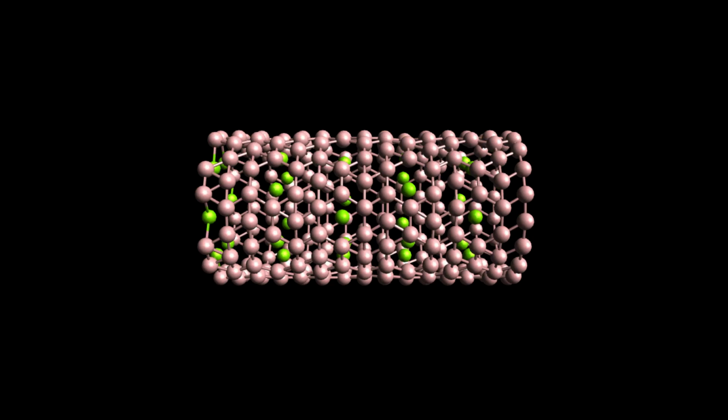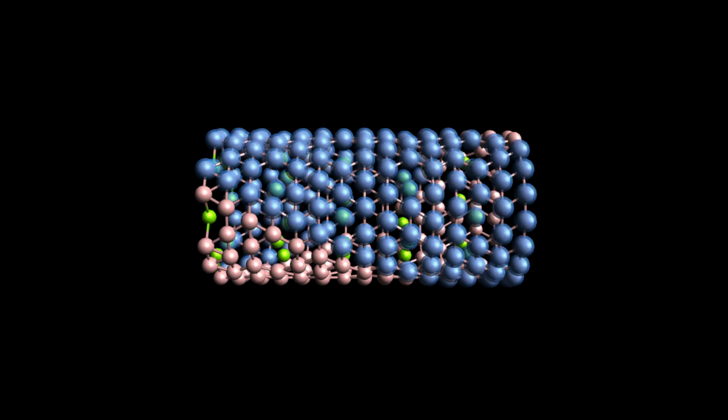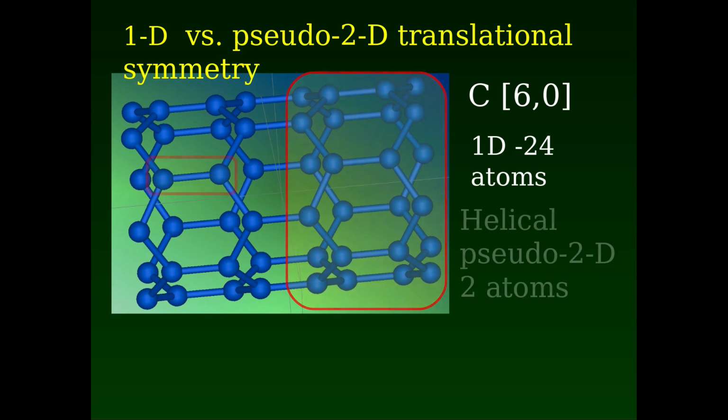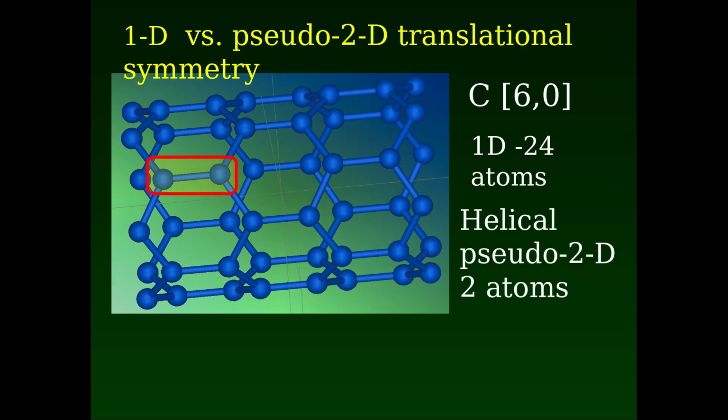The code also simplifies the calculations by utilizing the helical symmetry. The helical symmetry can be explained like this. If we take a small part of the nanotube and duplicate it in a helical spiral shape, we will end up with a whole nanotube. So for example, if we have a carbon nanotube, instead of a 24 atoms unit cell, we end up with a 2 atoms unit cell.